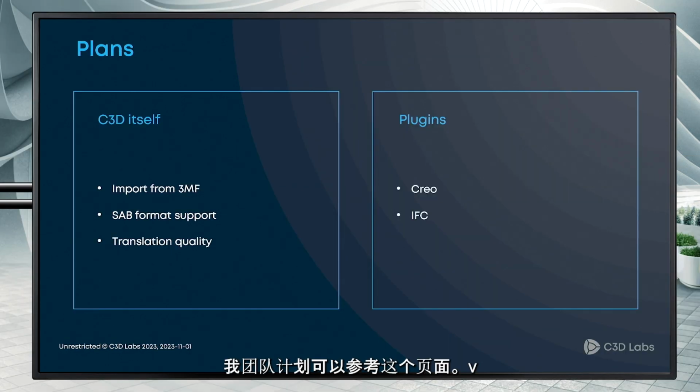Our plans for the future are the following. As for plugins, we are going to support IFC exchange format and be able to read Creo files. Also, we won't stop our routine work on quality improvement. In addition, reading 3MF and its subformats is planned.